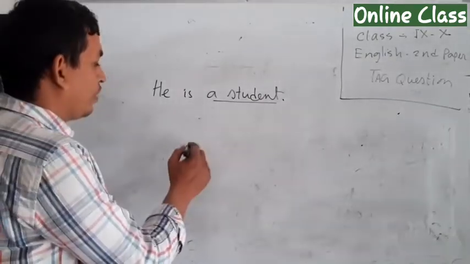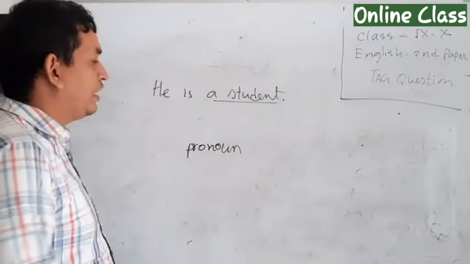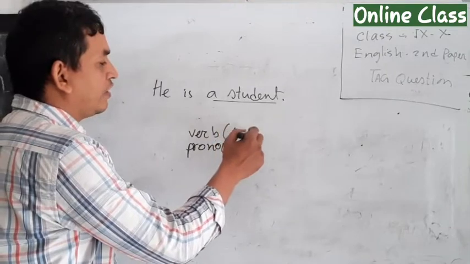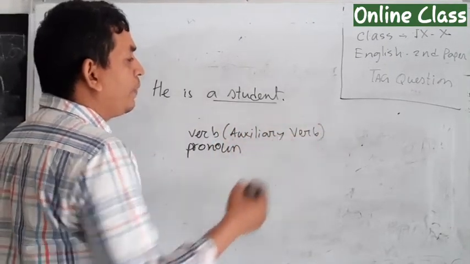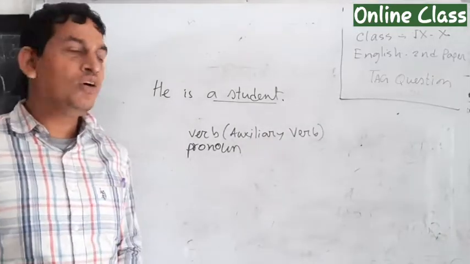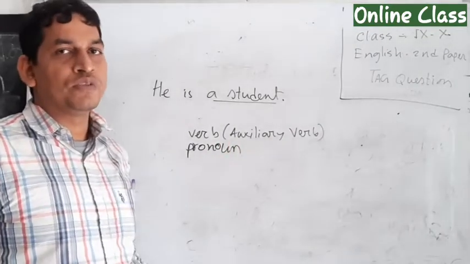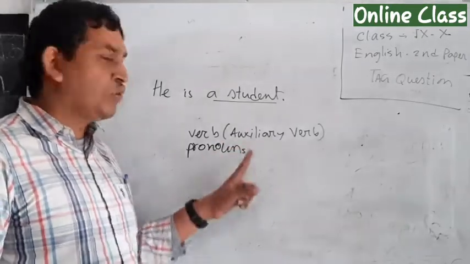Number one is pronoun, and number two is verb, specifically auxiliary verb. So, to make a tag question, you must know about the uses of auxiliary verbs and pronouns. A tag question forms with just two words.